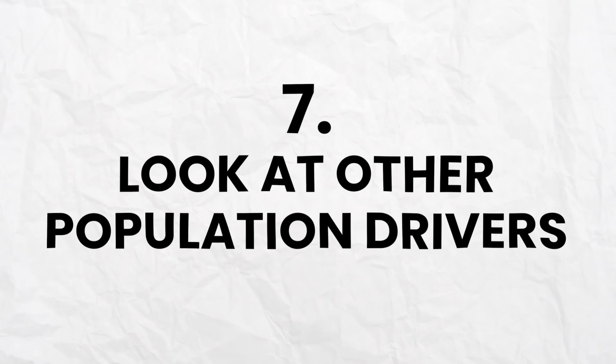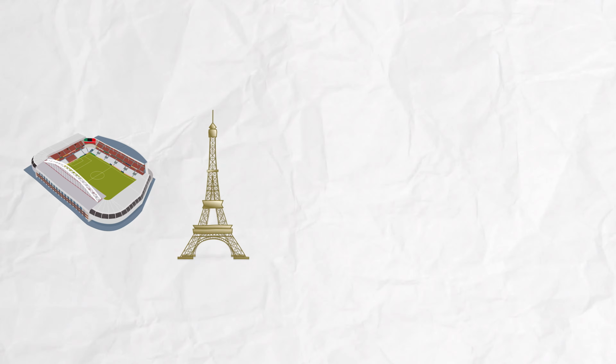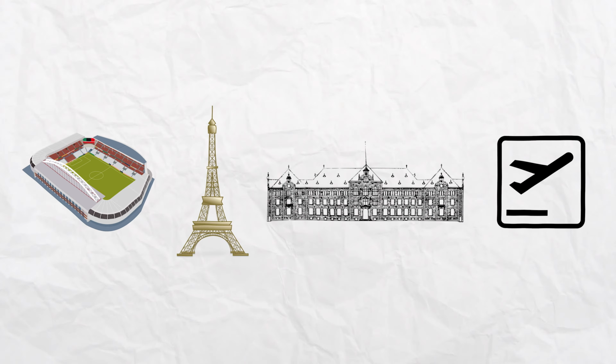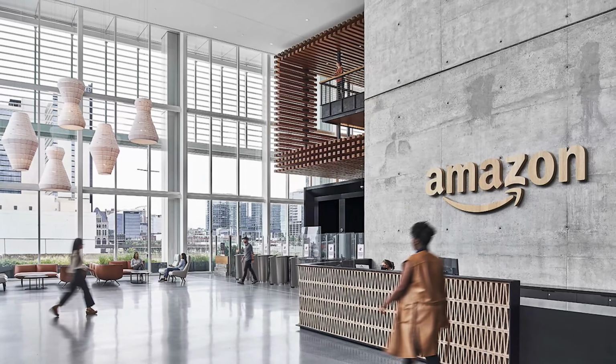Number 7, you want to look at other population drivers and future developments. So population drivers include stadiums, tourist attractions, universities, airports. This can all attract people to a city. And future developments, like for example, the construction of a new Google office or Amazon office, those things can significantly increase job opportunities and demand for rental properties, which will lead to higher rental prices.